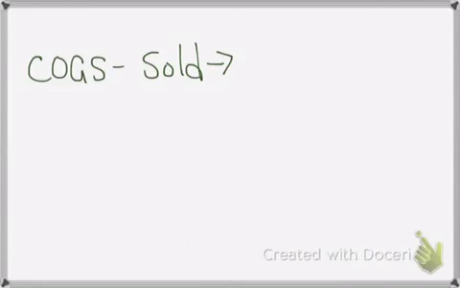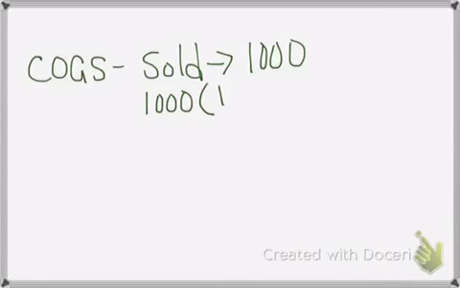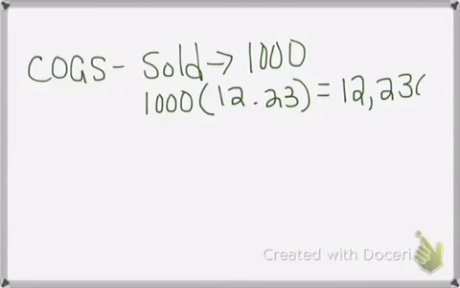To finish looking at this weighted average, what you have to know for cost of goods sold is how many units were sold. So in this case, the units sold were 1,000. That is given to us. So you would take those 1,000 units, multiply that by the average cost, which was $12.23. When you multiply that out, we end up with a cost of $12,230. So $12,230 would be what our cost of goods sold was.